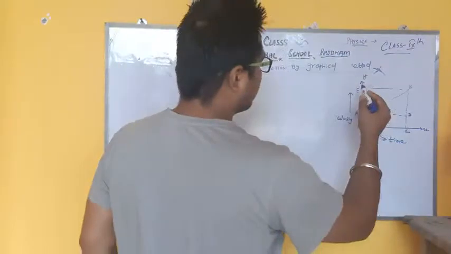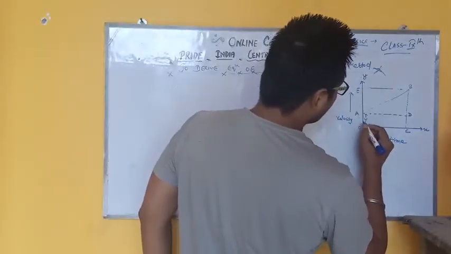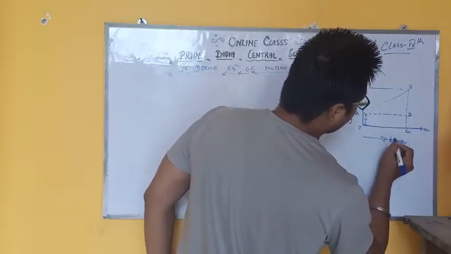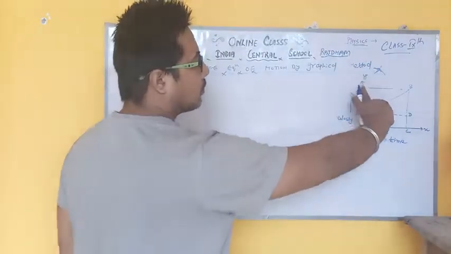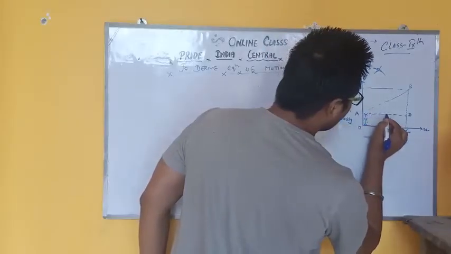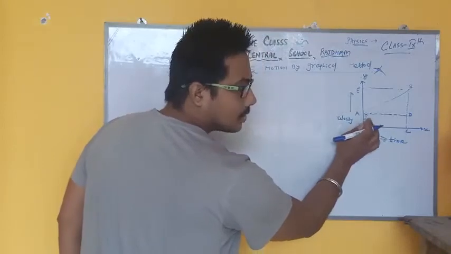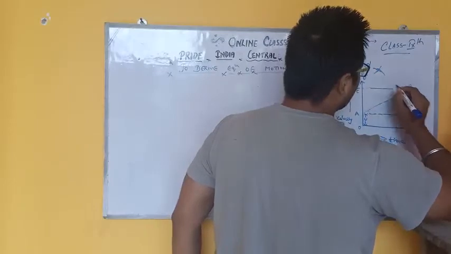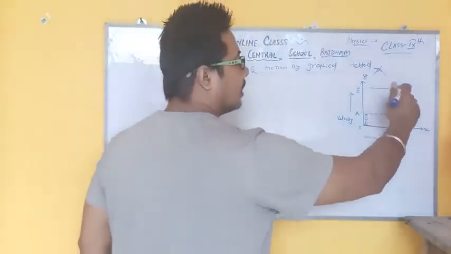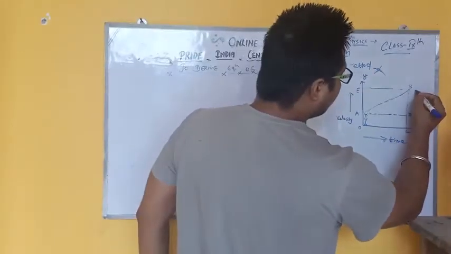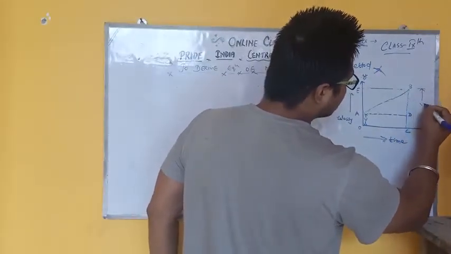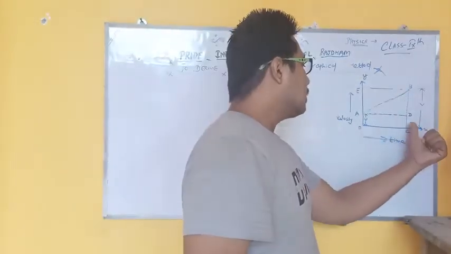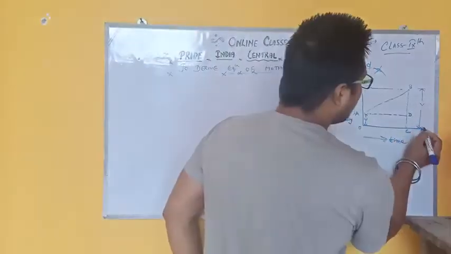So this is the diagram which you have to look at. This is the x-axis, this is the y-axis, this is the time taken by the body, this is the velocity of the body, and this is the initial velocity. This u is known as the initial velocity of the body. Then from here the body starts to move with uniform acceleration and reaches a point B. BC is the final velocity of the body.